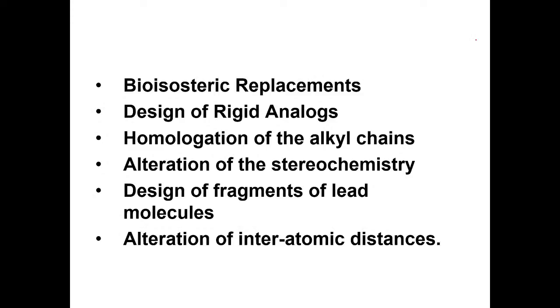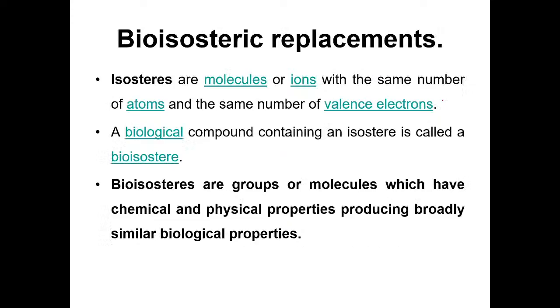Okay, so what are the methods of analog design? There are 6 well-defined methods: bioisosteric replacement, design of rigid analogs, homologation of the alkyl chain, alteration of the stereochemistry, design of fragments of lead molecules, and alteration of interatomic distances. Okay, so the first one is bioisosteric replacement.